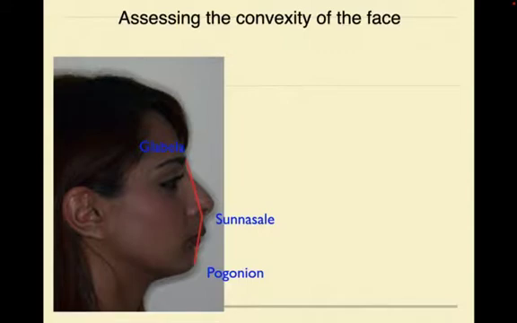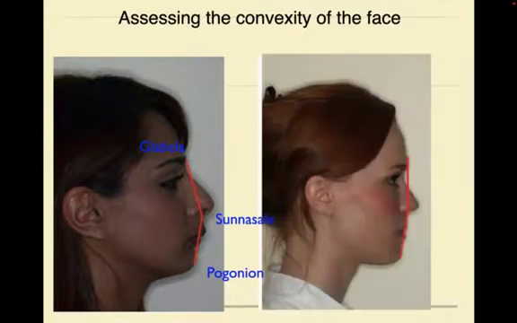The other method to assess is what we call the assessment of the convexity of the face. So we look at the glabella, subnasale, and pogonion. Glabella is the most prominent part between the two eyebrows. Subnasale is the junction between the base of the nose and the philtrum, at the columella. Pogonion is the most prominent part of the mandibular chin.